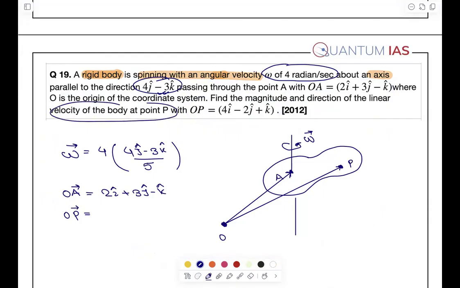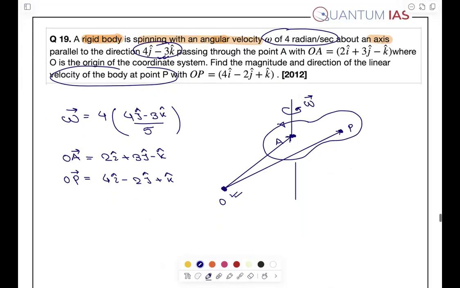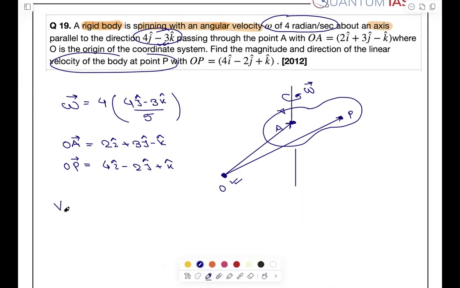Velocity of the body at point P. So point P is inside the body, which is given as 4I minus 2J plus K. And we are seeing from here, try to understand this thing. We are not at the origin, we are here from the A. So we have to find out the magnitude and the direction of this linear velocity because we are in the rotating frame. So we have to find out V inertial.